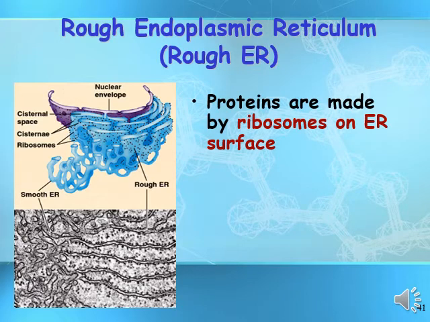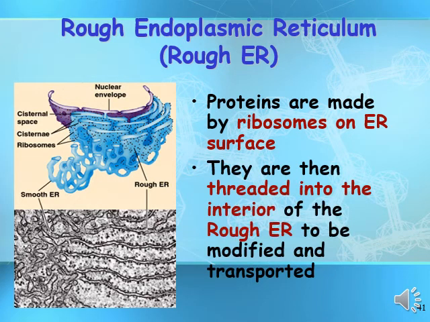Proteins are made by ribosomes on the endoplasmic reticulum surface. They are then threaded into the interior of the rough endoplasmic reticulum to be modified and transported. These proteins are modified and transported by this endoplasmic reticulum.